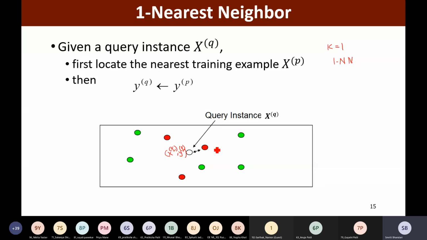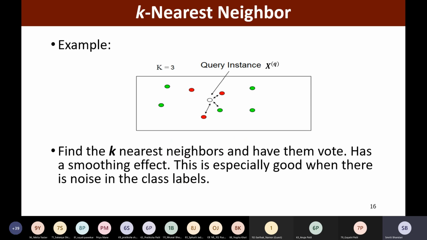If this sample is XP, YP, right? This is 1NN. So this sample is XP, YP and this sample is XQ, for which we want to predict YQ. So what we are going to do is find the closest sample. This is the closest sample, denoted here as XP, YP. So YQ is assigned the class YP, right? So this is 1NN.